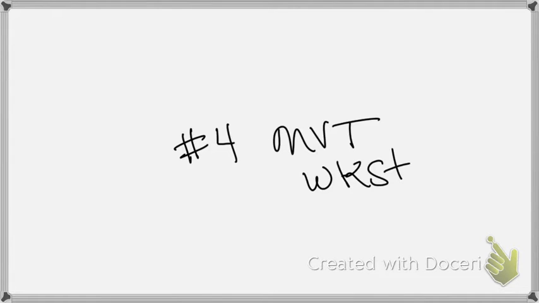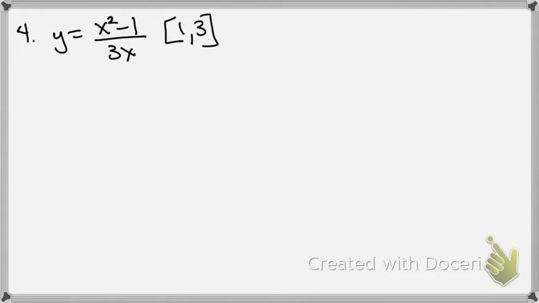Okay, number 4 of the mean value theorem worksheet. First of all, looking at the denominator, if x was 0, this would not be continuous. So if 0 was in this interval, mean value theorem would not apply and we would stop work right now. But since 0 isn't in the interval, we can continue.